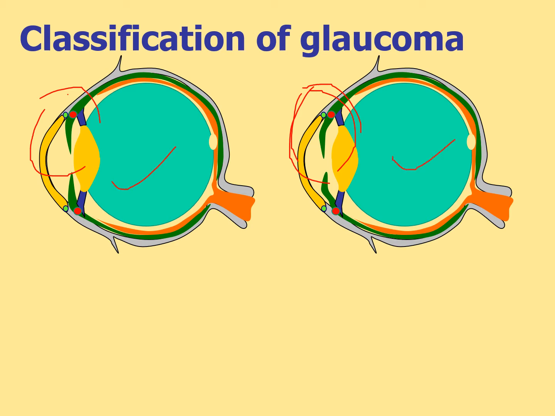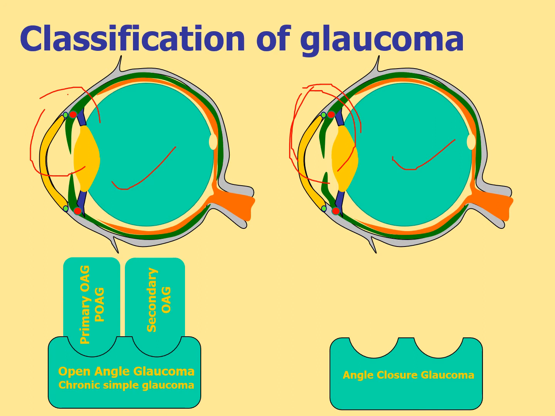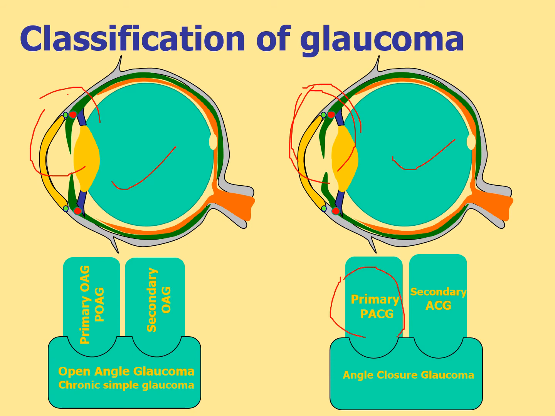And now we'll classify them. Open angle glaucoma is classified into primary and secondary open angle glaucoma, and in the same way angle closure glaucoma is classified as primary angle closure glaucoma when the angle closes without any cause, and secondary angle closure glaucoma when there is a pathology which causes the angle to close, and we'll discuss that later on in the lecture.